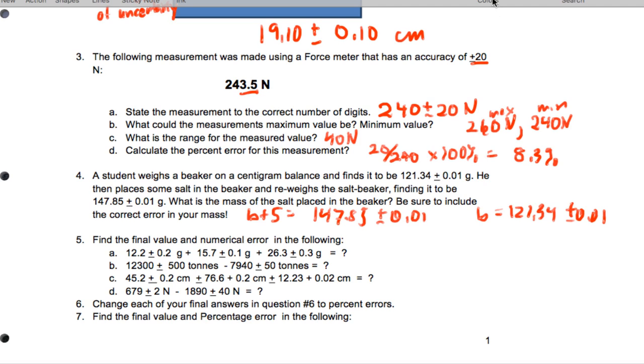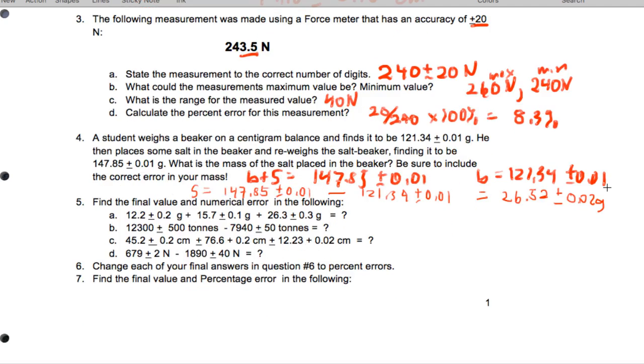And this goes back to the Kahoot that we have been doing a ton of in class. You want to get the salt weight. That's going to be 147.85 plus or minus 0.01 minus 121.34 plus or minus 0.01. The result that we're going to end up getting is 7 minus 4 is 3, 8 minus 3 is 5, so 26.52 plus or minus. And don't forget, when you have subtraction uncertainties, you don't subtract uncertainties, you add them together. So we're going to get plus or minus 0.02 grams in our uncertainty. I'm doing it just like we did the Kahoot.